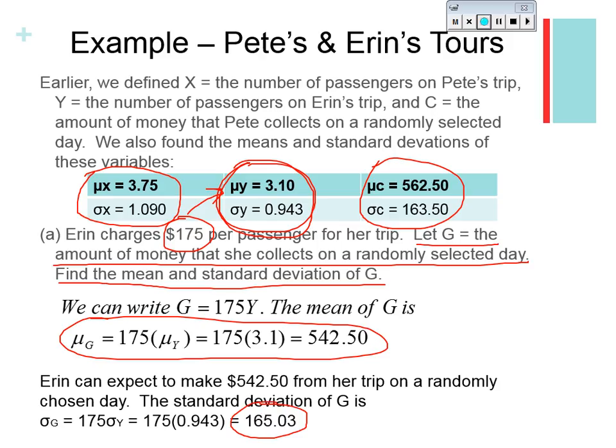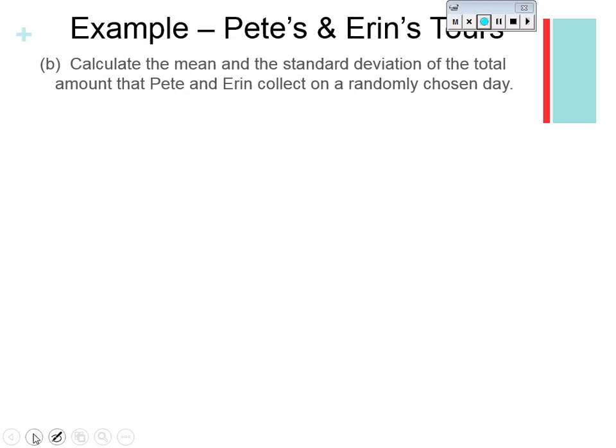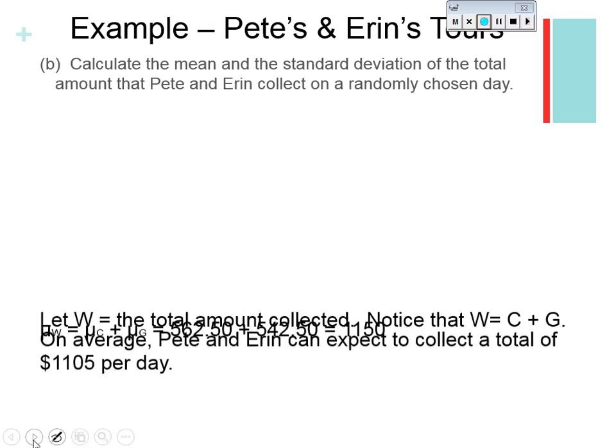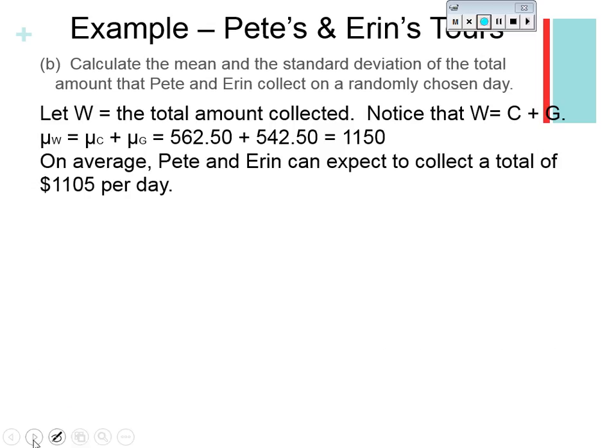So part B for this says to calculate the mean and standard deviation of the total amount that Pete and Erin collect on a randomly chosen day. So if we're going to combine their amounts that they collect, here's how much money Pete expects to collect, here is how much money Erin expects to collect, so this is how much total money they should expect to collect on a randomly selected day.